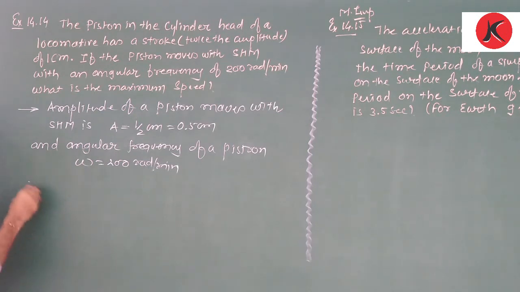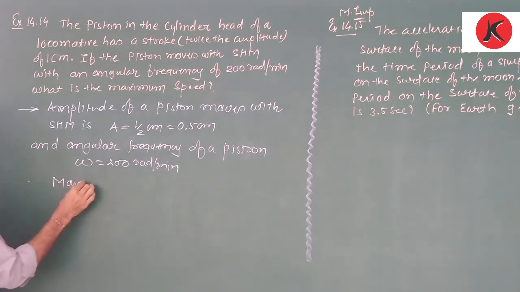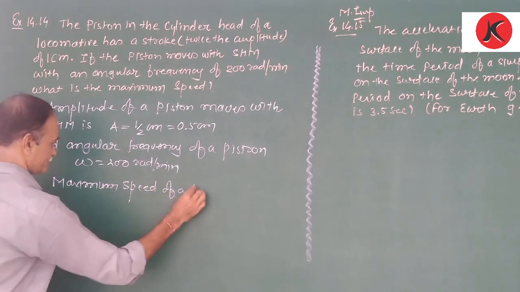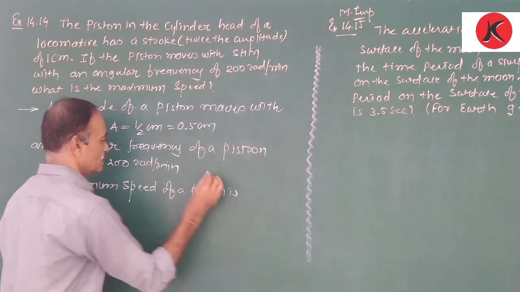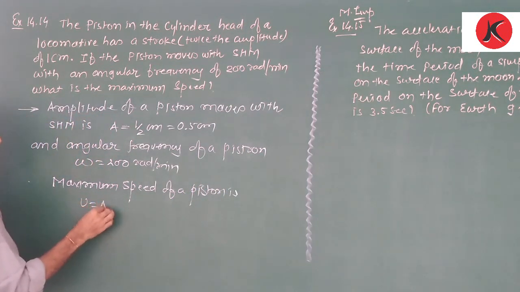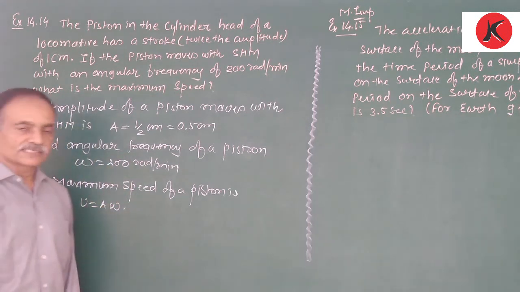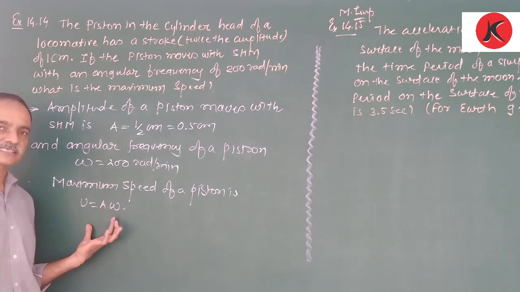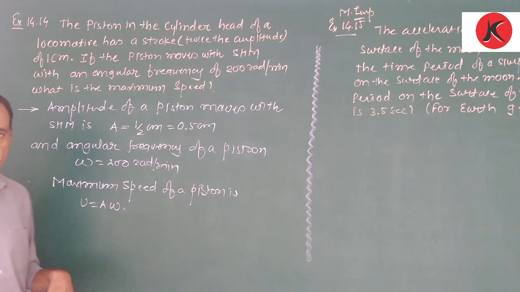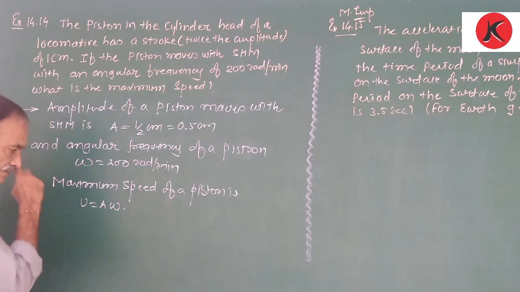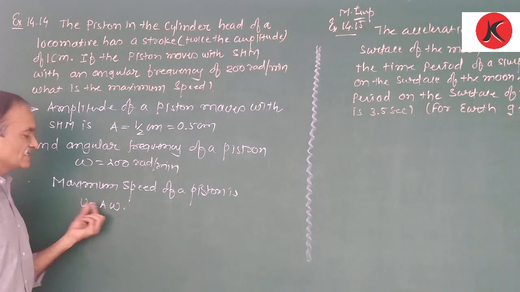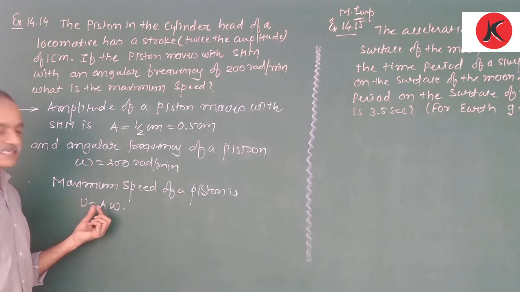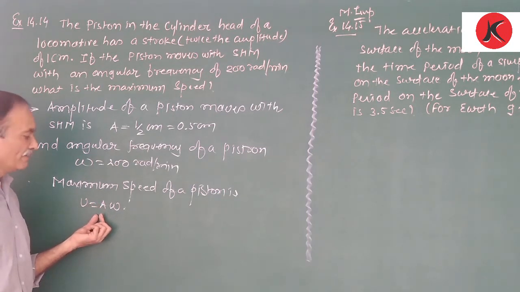Therefore, what we have to find out is the maximum speed of the piston, which is v is equal to A into omega. Now listen, actually there is a relation between linear speed and angular speed. We learned about this relation in rotational motion. At that time we obtained v is equal to r omega. R is the radius; here instead of r, there is A, the amplitude.